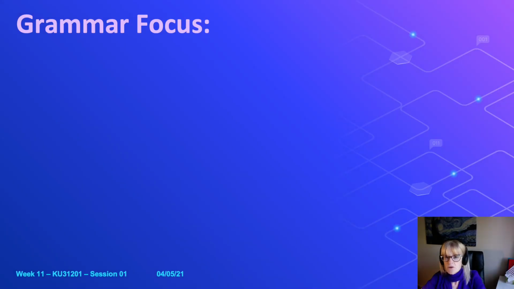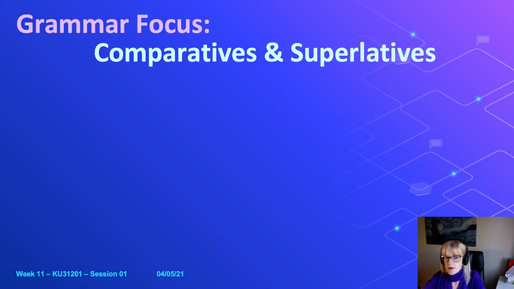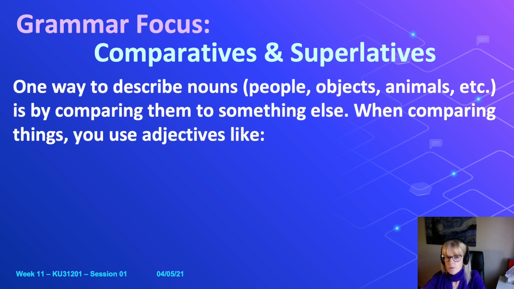Right, our grammar focus for this week is comparatives and superlatives. So when we're describing nouns, we use adjectives. You remember nouns are people, objects, animals, things. They're the words we use for them. Adjectives are the words we use to describe nouns. So if we wanted to use comparatives, that's when we're looking at two things together to describe them.